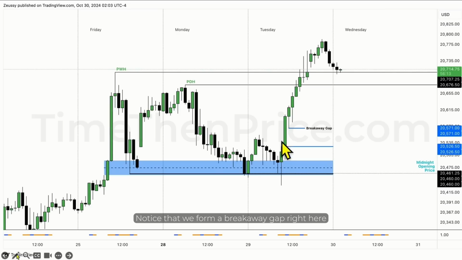Notice that we form a breakaway gap right here, and this is a sign of IPDA being in a rush to reprice towards buy side liquidity objectives next. Breakaway gaps are a sign to you that there's a rush and urgency for the market to run in a one-sided direction. We see beautiful bullish order flow taking place, and eventually the draws on liquidity get met.